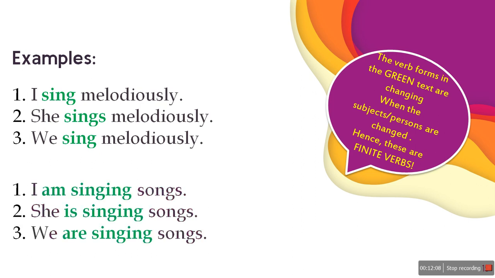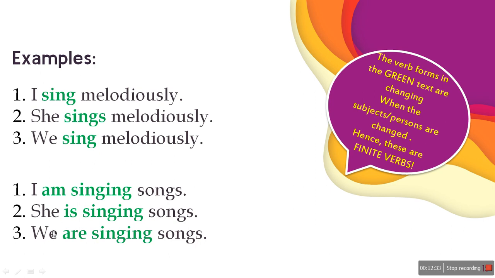I am singing songs. Right? I am singing. Here the verb is am singing. Example 2, she is singing songs. So see, I am singing songs. I am singing became is singing when the subject is changed. Right? And the same is singing became are singing when the subject is changed here.